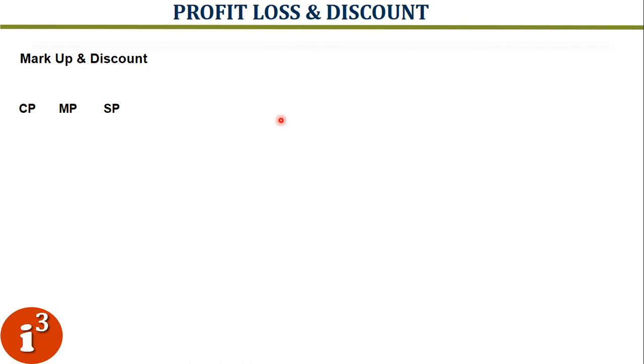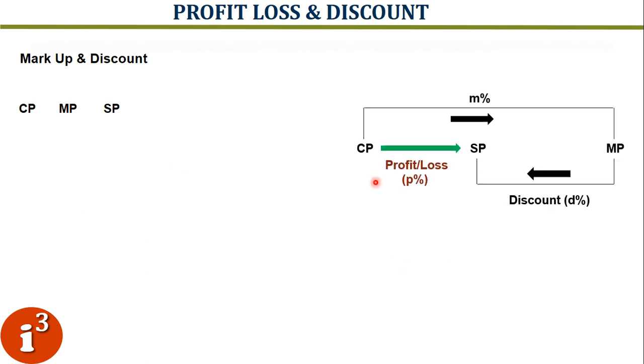Okay, now let's try to find a generalized relation between the profit, markup, and the discount. So this is your cost price, you increase it by m%, that is the markup percentage, to reach the mark price. To the mark price you give a discount of d percentage to come back to the selling price, and this is the final change in percentage between cost price and selling price.